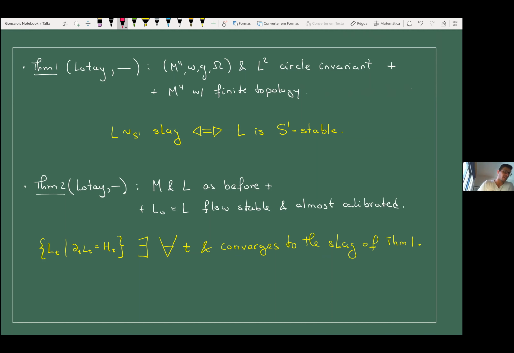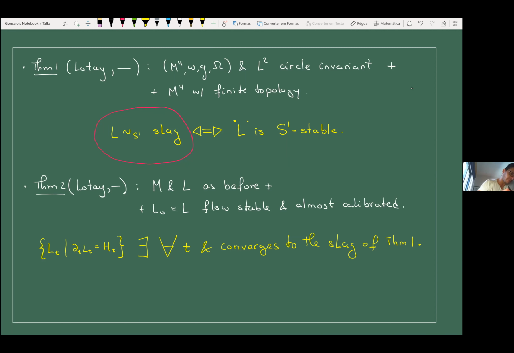The first result says that if you have a four-dimensional Calabi-Yau and a Lagrangian in it that is circle invariant, and if you further suppose that this Calabi-Yau has finite topology, so for example H^2, the second cohomology, needs to be finite, and there are infinitely many examples of such Calabi-Yau manifolds and Lagrangian submanifolds, then indeed there exists a special Lagrangian representative of a given Hamiltonian isotopic class if and only if that Hamiltonian isotopic class is stable.